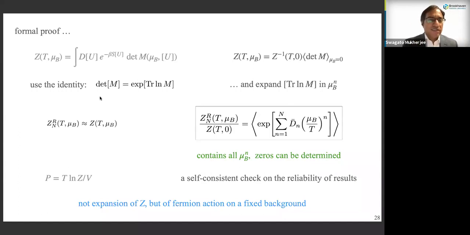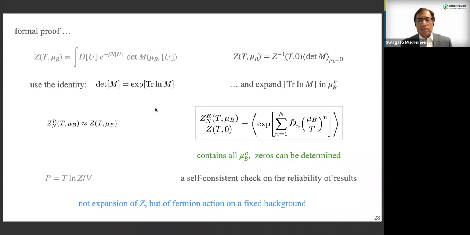Now, there's a trivial identity that you can get by going to the diagonal basis: det m is the exponential of the trace log m. So instead of expanding the partition function, I'm just writing a Taylor expansion of this trace log m. I'm not expanding the exponential and so on. It's trivial. I'm just expanding this trace log m.